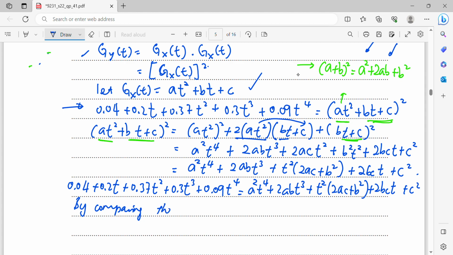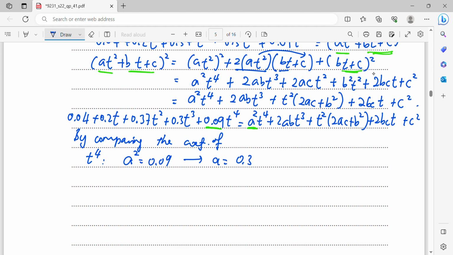the coefficients of t degree 4, right? So when I compare the coefficient of t degree 4, now a squared equals 0.09, which means my a is going to be the square root of 0.09, then you will get 0.3.